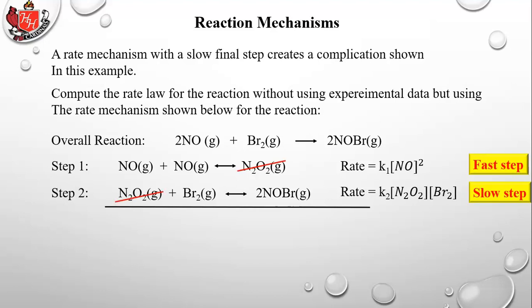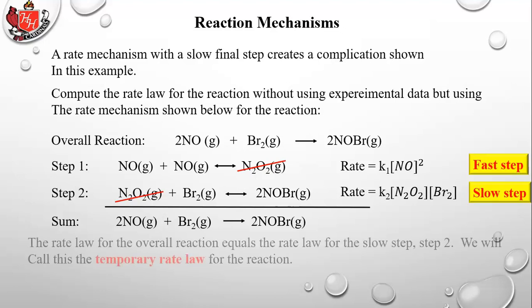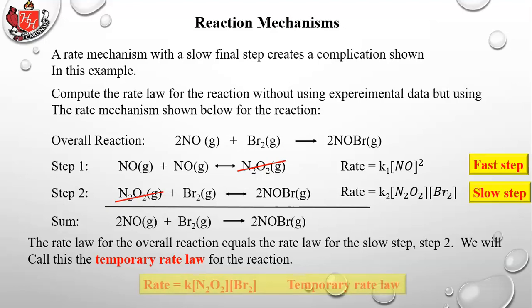So you cancel those using the principles of Hess's law, and that's the sum down below, and that's what you have up above as your overall reaction. What that means is that the rate law for this overall reaction is going to be the slow step, which is K2 N2O2 times Br2. So the rate law for the overall reaction equals the rate law for the slow step, step 2. We will call this the temporary rate law for the reaction, and you're going to see why it's only temporary. So the rate law for the overall reaction is K times N2O2 to the first power, Br2 to the first power. That's the temporary rate law.